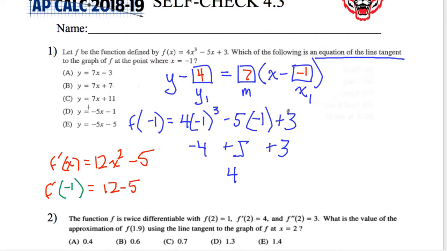And now we need to get into one of these forms. So I need to add 4 and distribute. So when I distribute, I get 7x and then minus negative, so +7. And that thing is going to be added 4, so +4, 4 and 7. That makes an 11. So 7x plus 11, where are you? C.